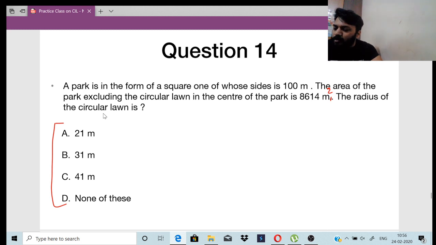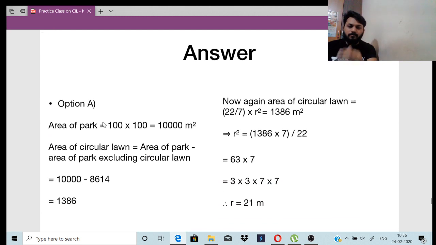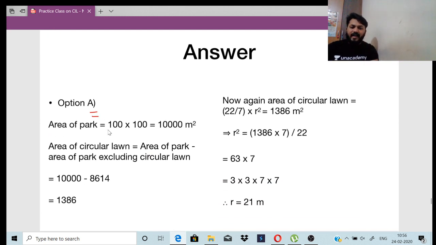Use the circle formula, pi r square. Option A, area of the park is 100 into 100. What is the area of a square? Side into side. One side's value is given as 100, so total area will be 100 into 100, 10,000 meter square.